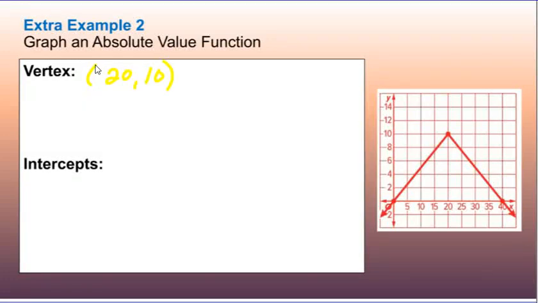Well, what does that mean? It just means when you are 20 feet from the edge of the building, the highest point of the roof is at 10. The intercepts, where is it across the x-axis? We have 0, 0, and we also have 40, 0. That means the height of the roof from the peak to the edges is 0 when you're at one end of the building, and then when you're at 40 feet from the other side.